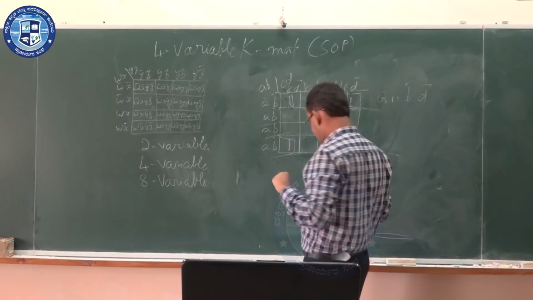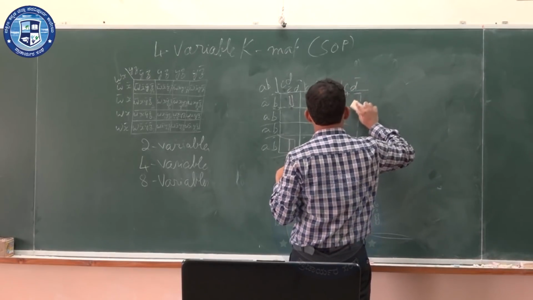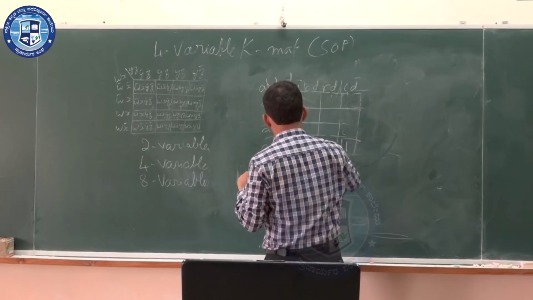One more thing you will come across is that using roll map I can go for an octet.